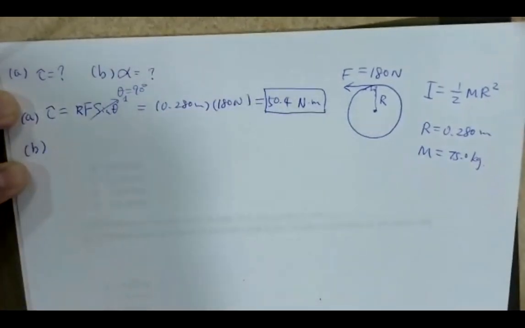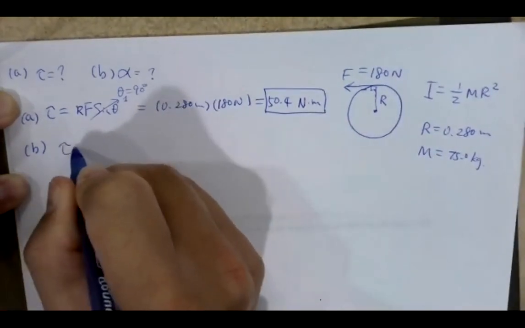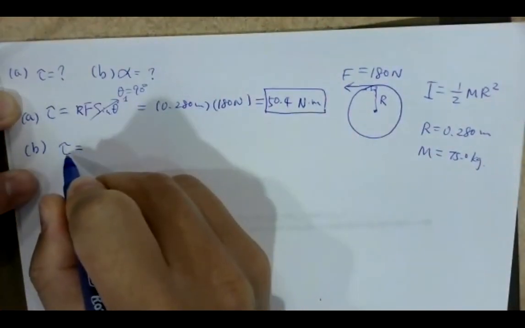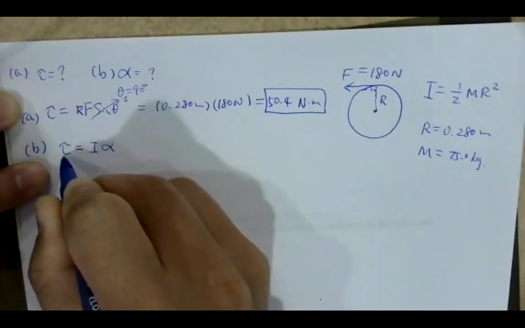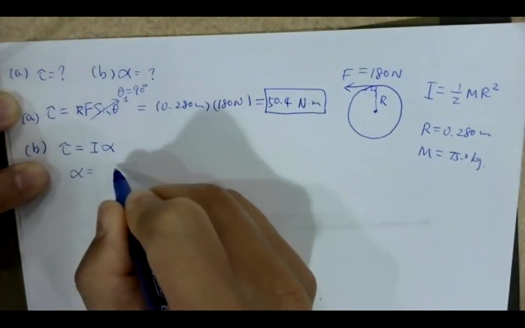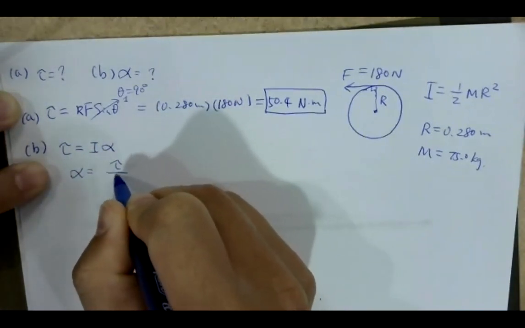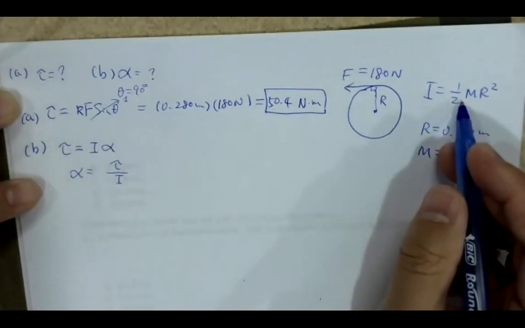On part B here, it's asking you what's the angular acceleration. So to solve for angular acceleration, you probably turn to the second law for rotational motion. So this is I times alpha equal to torque. Then alpha is equal to torque divided by I. We have the torque here, we need to calculate what's I.